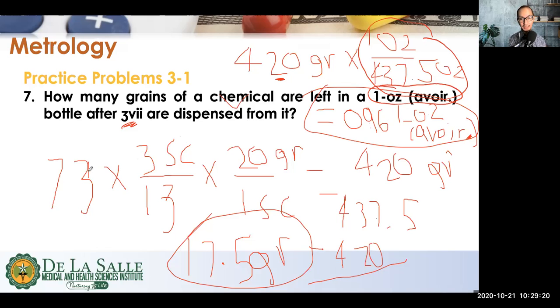This part is correct. You determine first the equivalent number of grains of 7 grams, and then we know that 1 avoirdupois ounce is equivalent to 437.5 grains. Since you took out 420 grains of the chemical from it, just subtract 420 from 437.5 grains. So our final answer is 17.5 grains, and this one is correct. Thank you to those who answered.